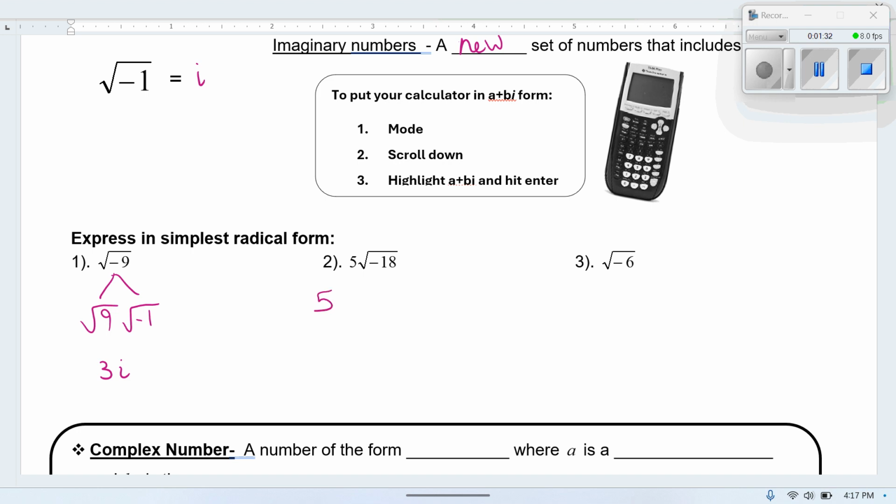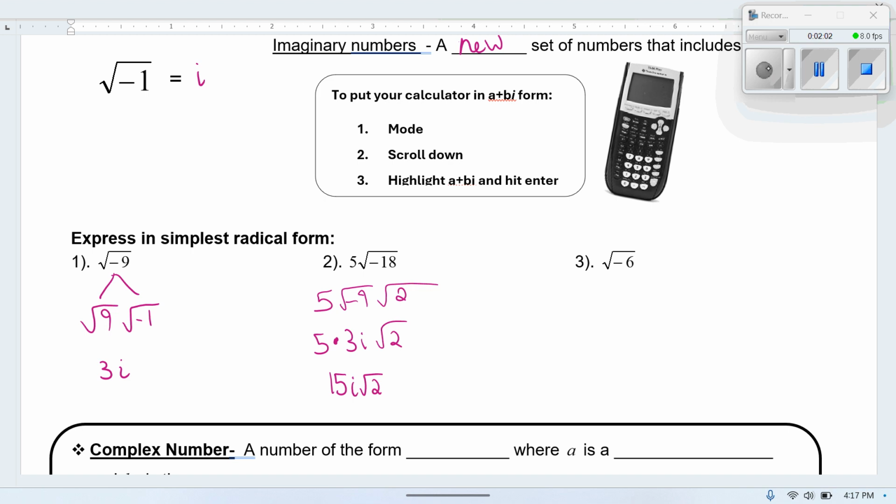Let's try the next one. We have 5 times the square root of -18. Well, -18 breaks up into -9 and 2. We have 5 times the square root of -9, just like before. The square root of 9 is 3, but because it's negative, you're going to put an i there. So this is 3i radical 2. 5 times 3 is 15i radical 2.